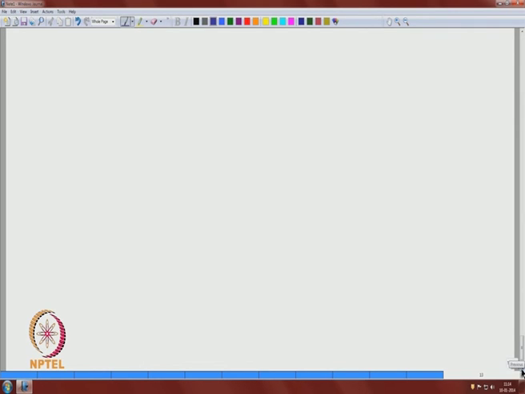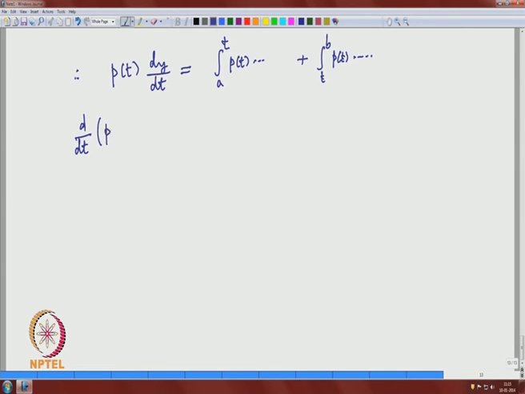Now you multiply by p(t). So therefore, p(t) dy by dt is equal to a to t. Now p(t) just goes inside there, that is all. So there is no problem there, etc. And now again we differentiate this. So d by dt of p(t) dy by dt, and this is similar to what we did in the previous step.